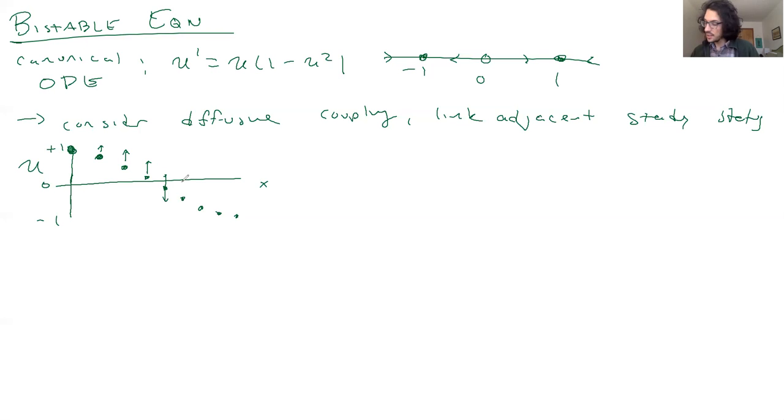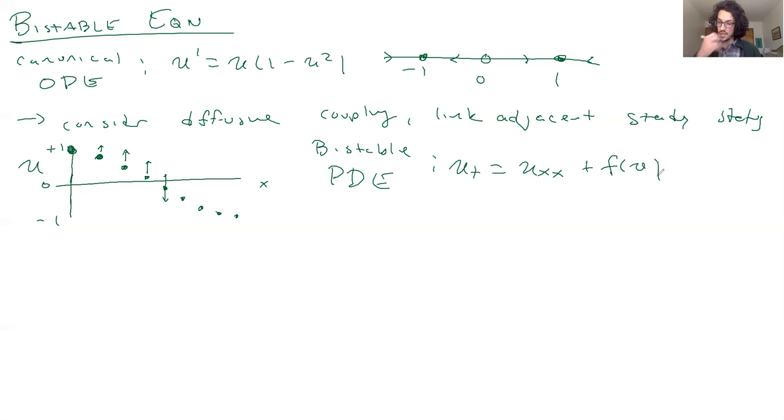So the idea here is that if one of these states is sort of up, okay, it should enact a sort of pull on states that are down if they're close enough together. Okay, so the full bistable PDE now is going to involve U sub t plus some diffusive term plus some nonlinearity. Okay, and I'm not going to use the particular nonlinearity that we talked about before. I'm going to use a slightly more general one.